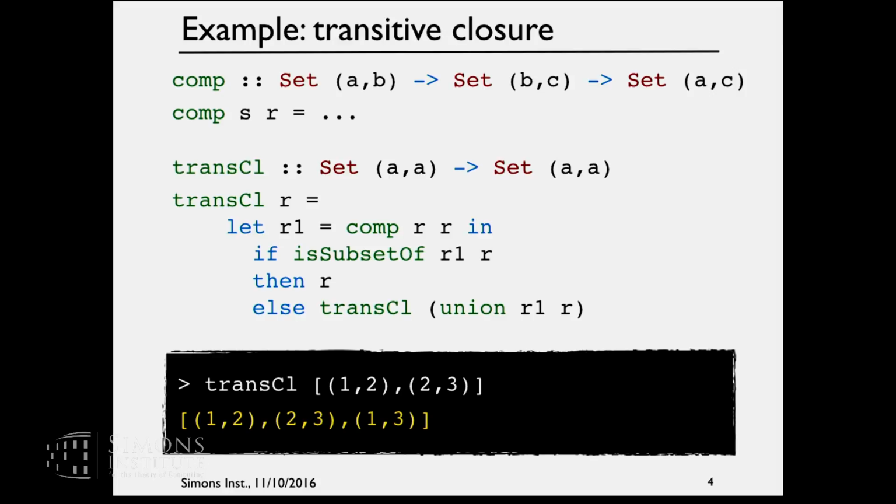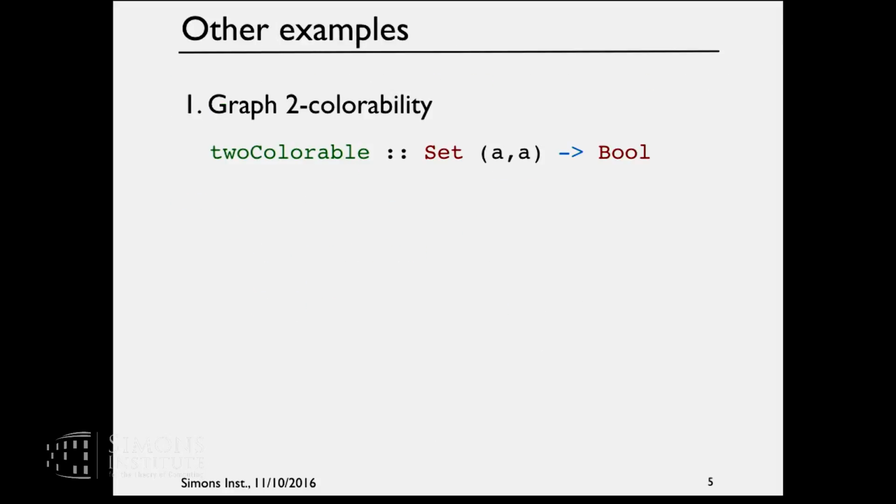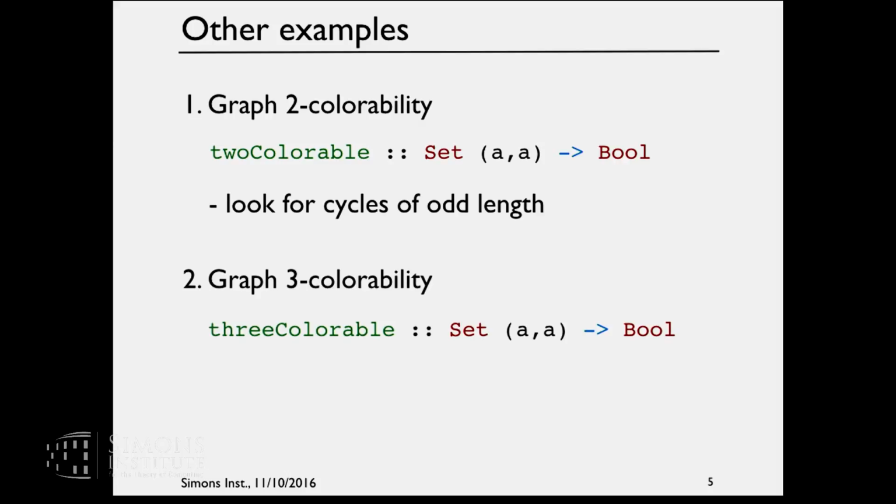Okay. Other examples of this sort are, say, graph 2-colorability. If I have a graph that's a relation, of course, I can write a function that returns the Boolean value depending on whether the graph is 2-colorable or not. And that's a very similar program to what I showed you on the last slide. It's essentially a reachability problem. We look for cycles of odd length. If there is such a cycle, then I return false. Otherwise, I return true.